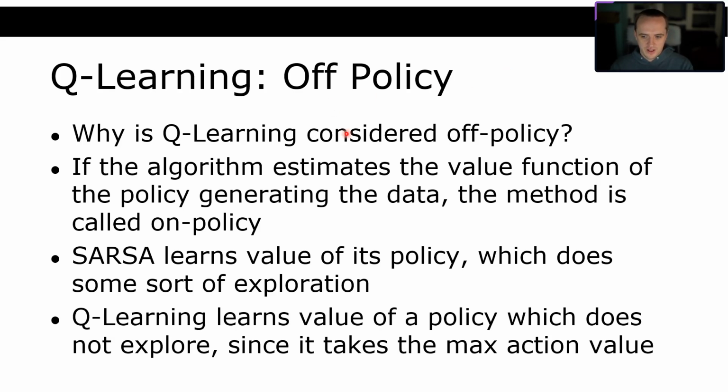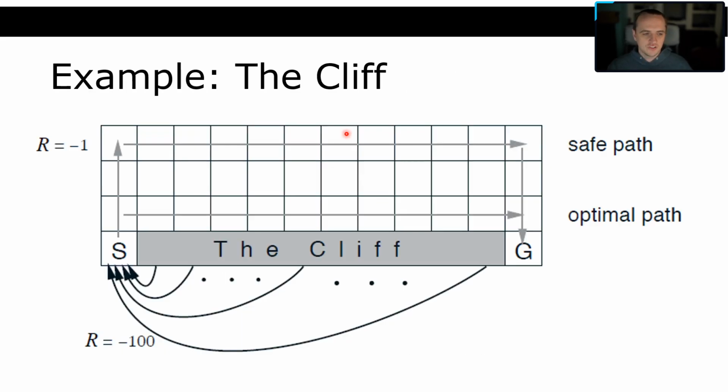Q-learning learns the value of a policy which does not explore, since it takes the next max action value. Okay? So that's a big difference, and please read more on this chapter in the textbook to understand that. But here's an example from the book, which is called The Cliff. In the cliff, you're trying to get from this start location to this goal location.